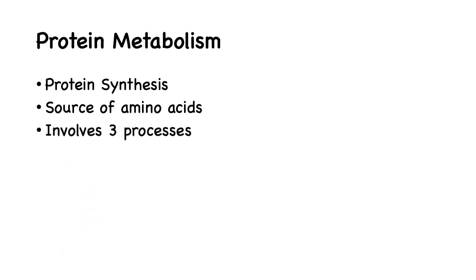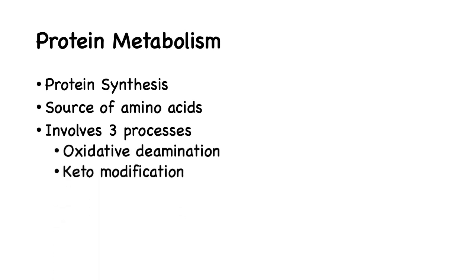There are three processes involved in protein metabolism. We will look at each process in greater detail. I'm just going to list them now. Oxidative deamination, keto acid modification, and transamination.